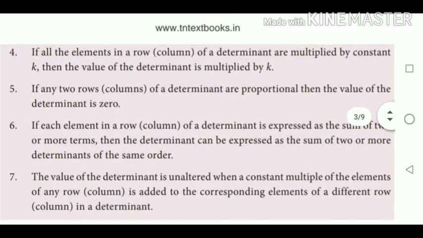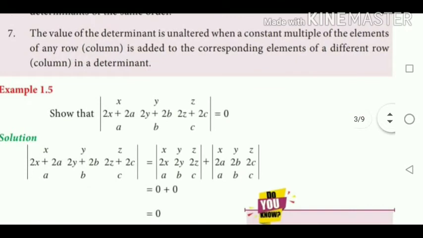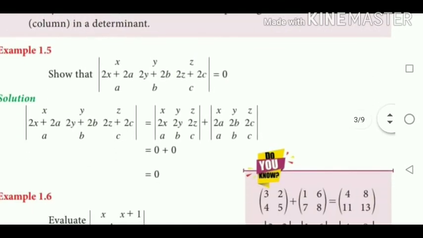Property number 5: if any two rows of a determinant are proportional, then the value of the determinant is 0. So here we are applying two properties, the fifth property and the sixth property. First we apply the sixth property in order to split the determinant into two parts. After that we apply the fifth property. We find the answer: the value of the determinant is 0. It is proved. Okay. Done.